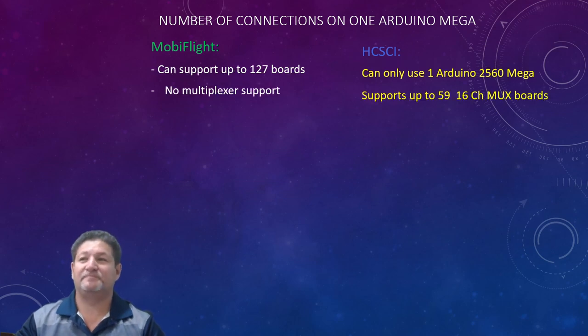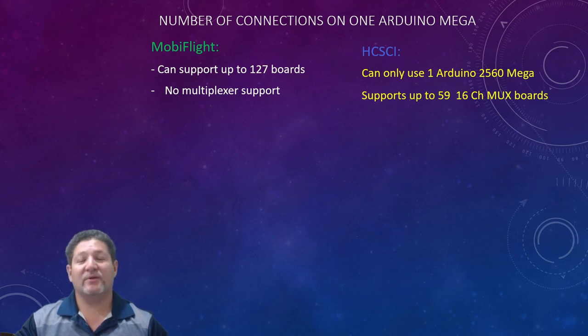So let's continue. With MobiFlight, it does not have any multiplexer support. You might have seen in my previous videos that we use 16-channel multiplexer boards so that with each little board, we can add 16 more inputs or outputs, and they only take up one pin on the Arduino. As you'll see in a little bit, this is the way that Hicksee is very, very expandable. With Hicksee, you can support up to 59 16-channel multiplexer boards.